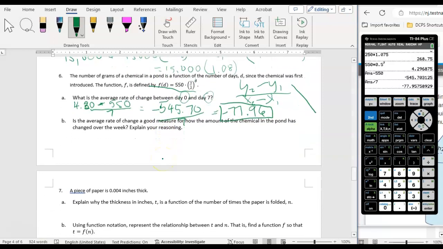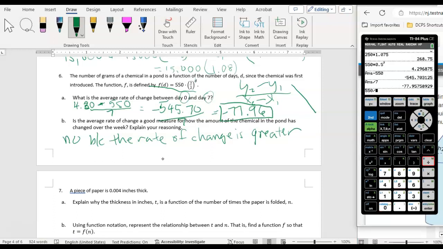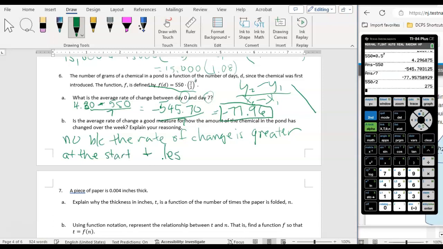It says, is the average rate of change a good measure for how the amount of chemical in the pond has changed over the week? So remember that no, typically for 7 days it would not be, because the rate of change is greater at the beginning, right? That first day it's going to lose half of it, and so 550 divided by 2 gives us 275. So it's going to lose 275 in the first couple of days. And then at the end, it's going to be less.